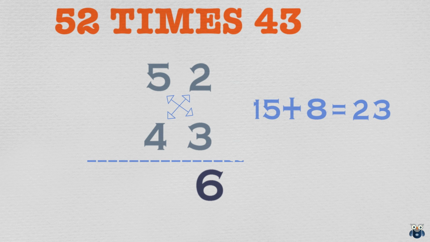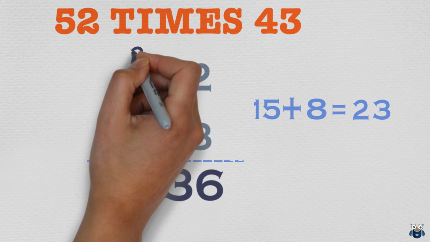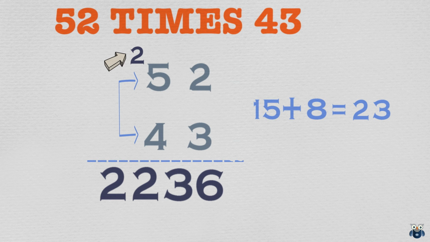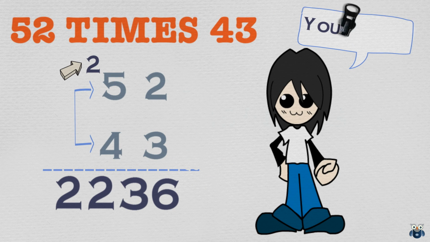So do we write down the 23? No, we don't. We write down the 3 and carry over the 2. Please make a note of this. And then as before, we multiply the left digits. So 5 times 4 is 20. But we have this 2 here, which we need to add to the 20. And that is our answer, 2236.